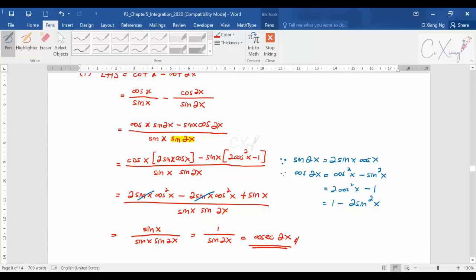Alright, so if you have any steps that you are not so sure about, please refer back to chapter 3 and learn how you should apply all the correct identities here. Alright, okay, so this is what we have for part number 1. Okay, so let's continue to part number 2.